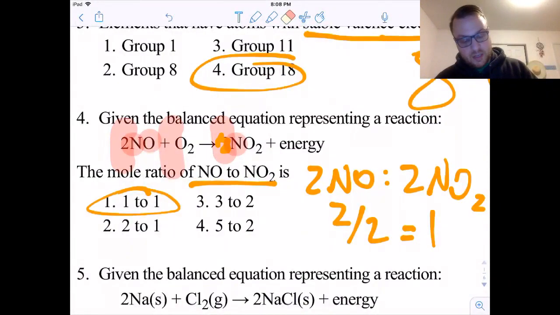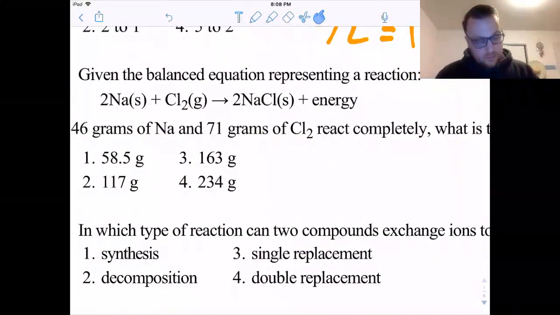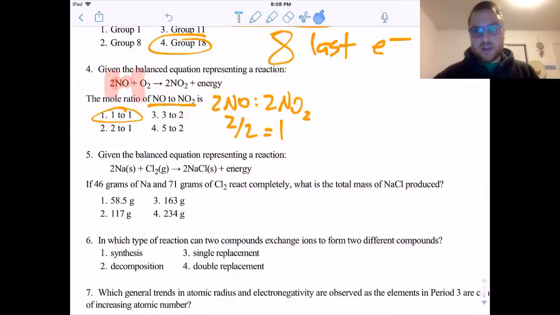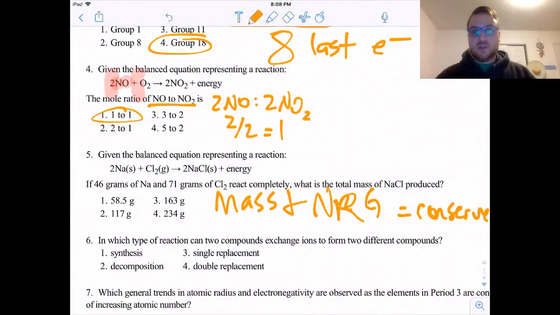All right, so this one, it's easier than it looks. Some of you start doing a bunch of conversions for this, but the big thing about a chemical reaction is that mass and energy are conserved. Meaning you can't create or lose mass, you can't create or lose energy. It's conserved in some way. And if it's not conserved within the reaction, it's either absorbed by it or released by it in terms of energy.